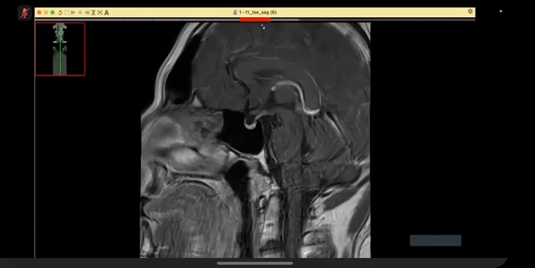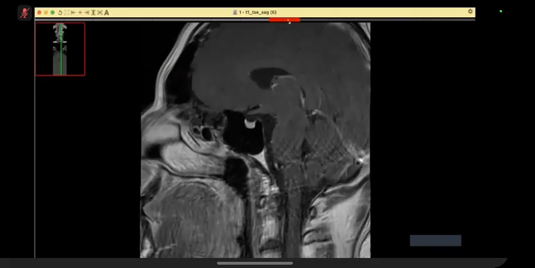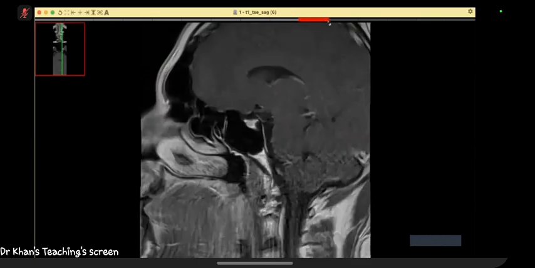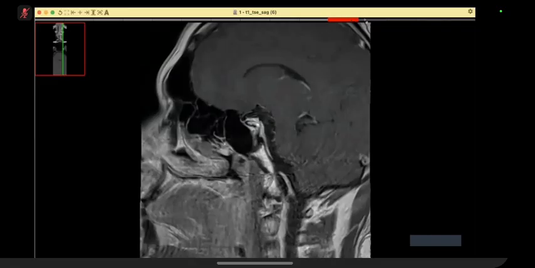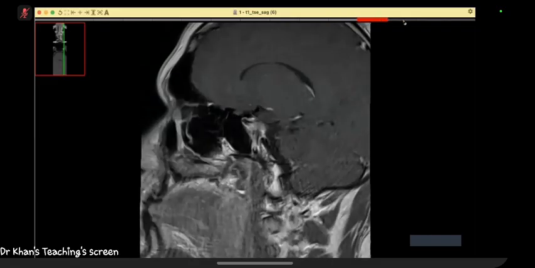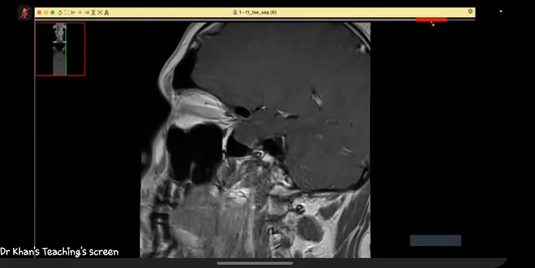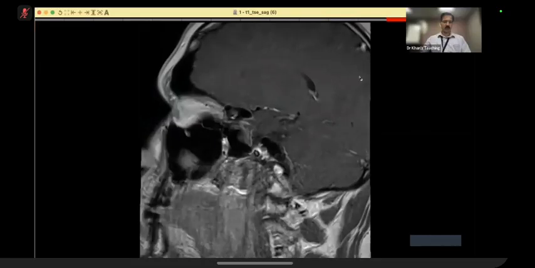The pituitary stalk is normal. There is a hypointense area in the posterior portion of the pituitary, which could be an adenoma. I would like to correlate it even on the coronal sequence. Yes, even in this cut, I can see that there is a hypodensity noted within the pituitary. So I'm thinking it could be a pituitary adenoma or a Rathke's cleft cyst.